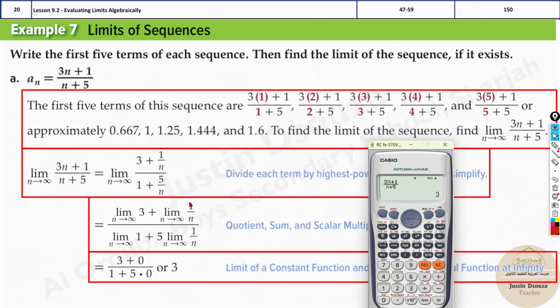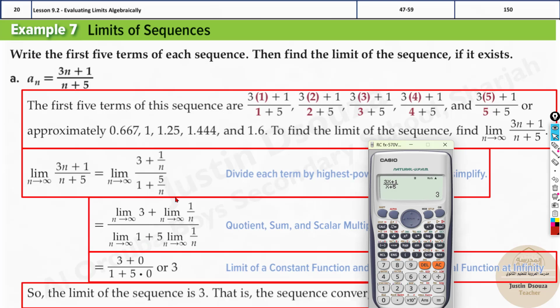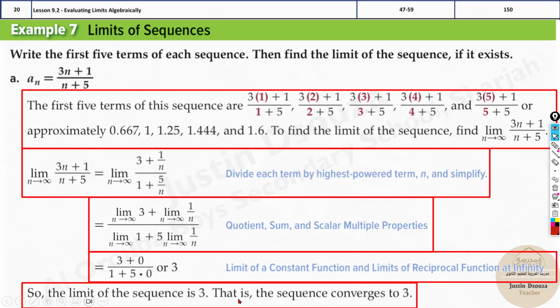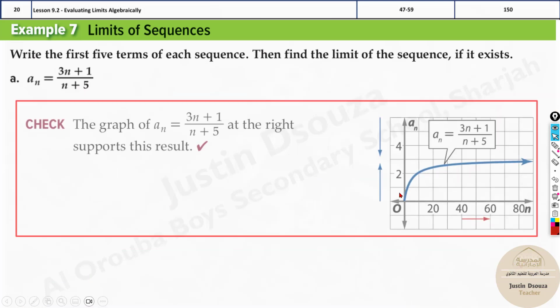Okay, using the rule, see over here, this becomes 0, 0. So you're left with 3 divided by 1. So the answer is 3. The sequence over here, if you keep on finding a lot of terms, converges towards 3. That's where it goes. And if we graph it, we can see this as well. It's not exactly touching 3, but it eventually goes towards 3.